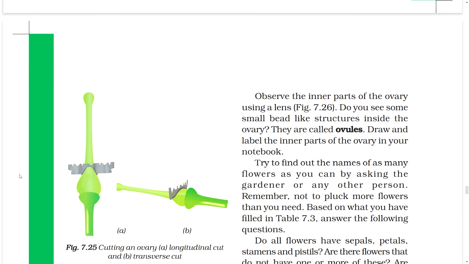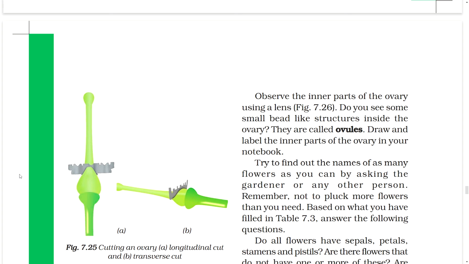Observe the inner parts of the ovary using a lens. Figure. Do you see some small bead-like structures inside the ovary? They are called ovules. Draw and label the inner parts of the ovary in your notebook. Try to find out the names of as many flowers as you can by asking the gardener or any other person. Remember not to pluck more flowers than you need.